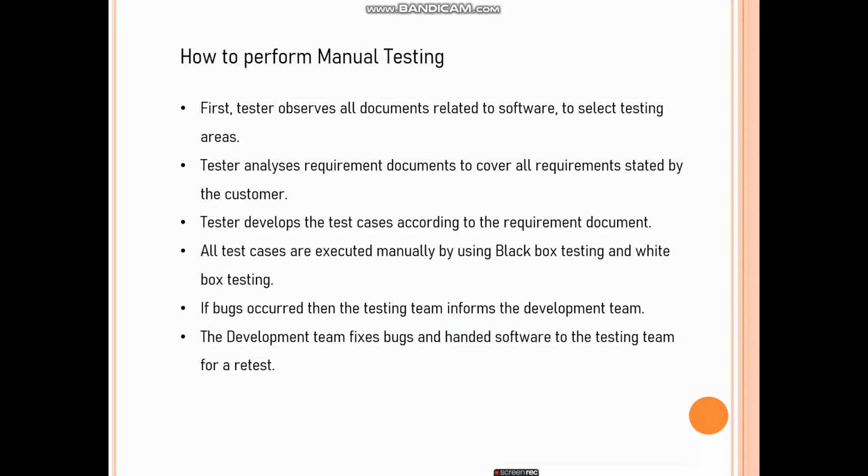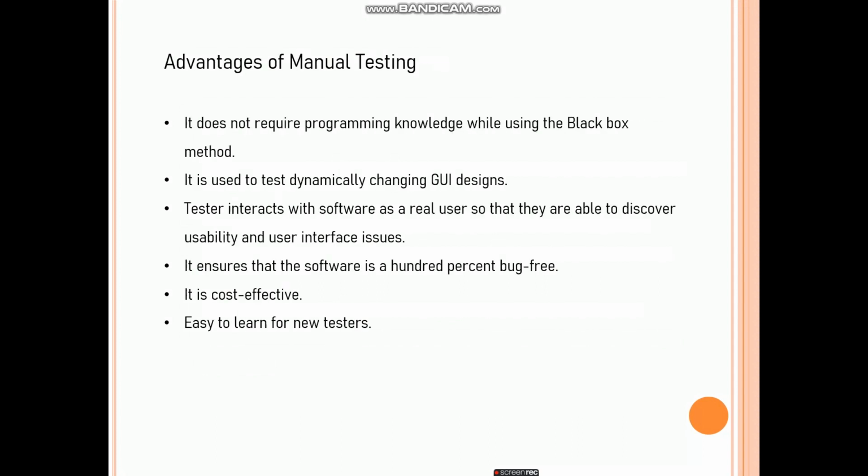This cycle runs till what? Till all the errors have been solved. So this is the manual testing cycle, manual testing performance. What are the advantages of manual testing?